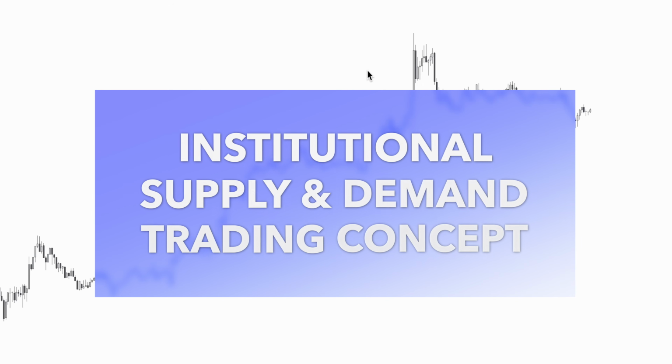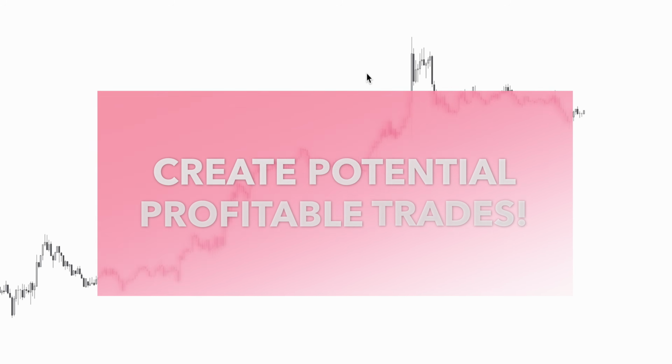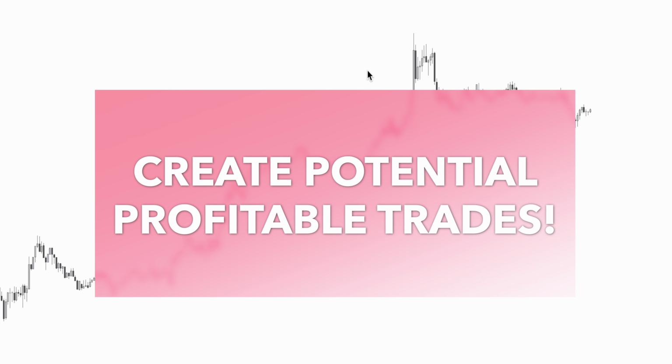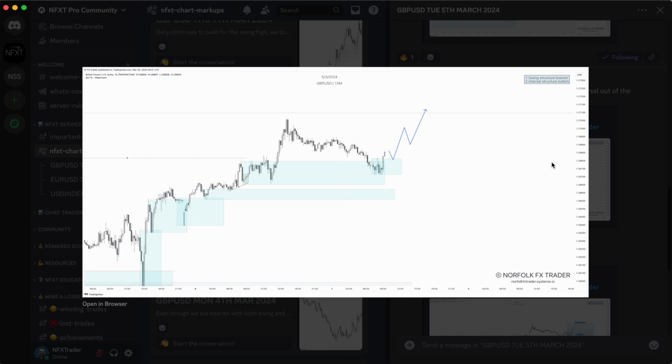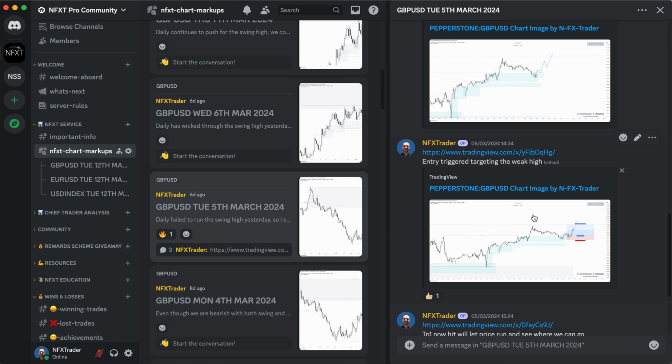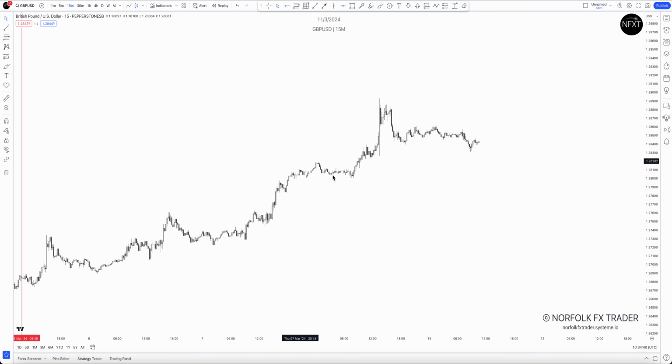Now, many of you do not trade with an institutional supply and demand trading concept, but I want to share with you today how this can create potential profitable trades for you in your trading. I'm also going to go through and show you how I shared this trade setup ahead of time within my trading community. So the trade was on the pound US dollar pair on a 15-minute time frame.